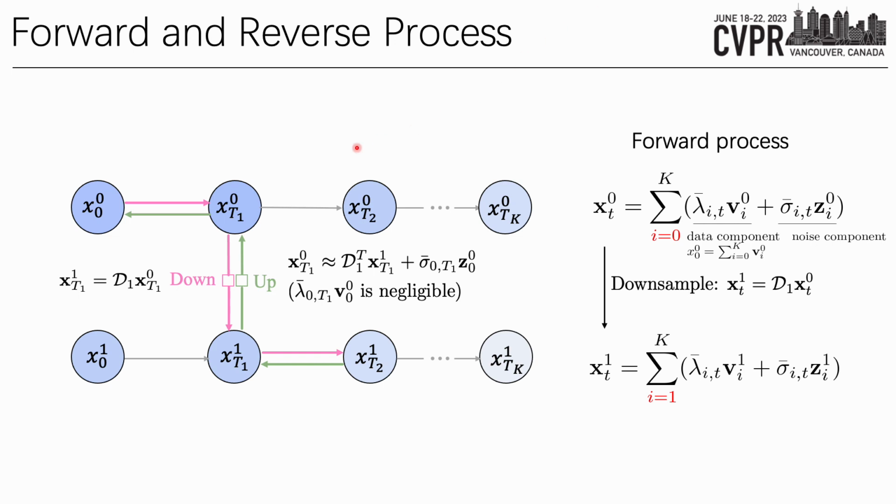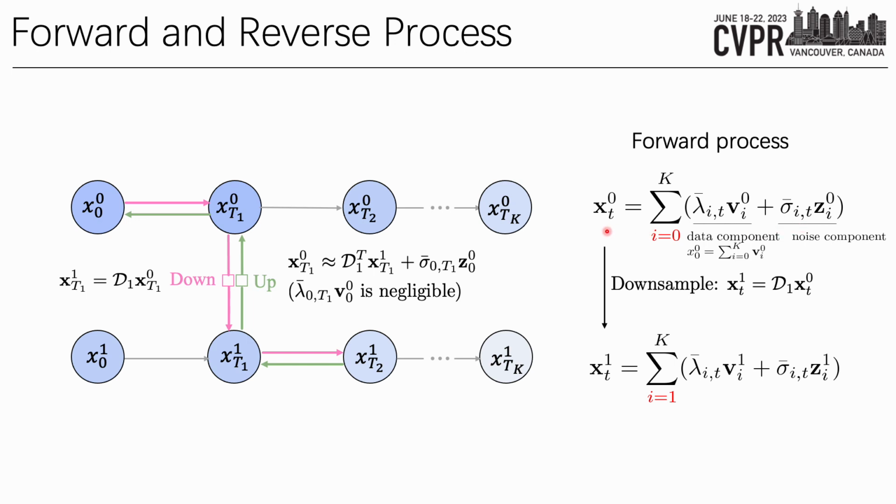So, how to construct these ADPs? Take the first two ADPs as an example. The first ADP, denoted as x_t^0, is decomposed into K plus 1 orthogonal components. Each component consists of a data component and a noise component. Lambda bar controls the attenuation of data component. It decreases along time step t, and sigma bar is the standard deviation of added noise.